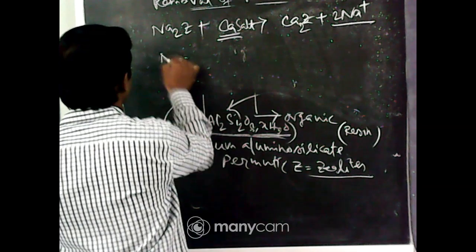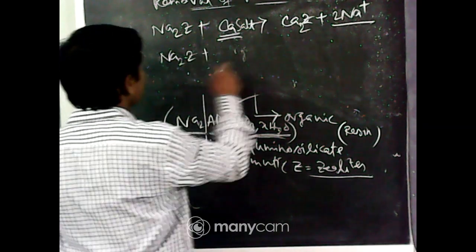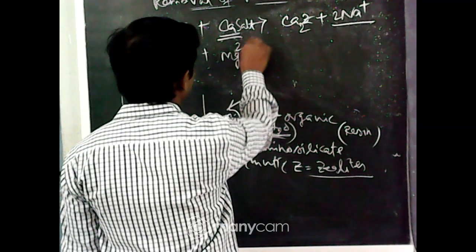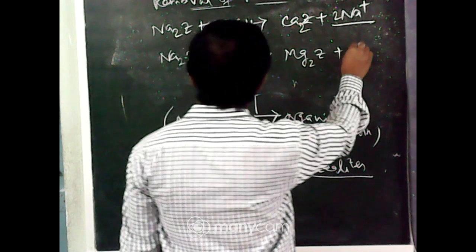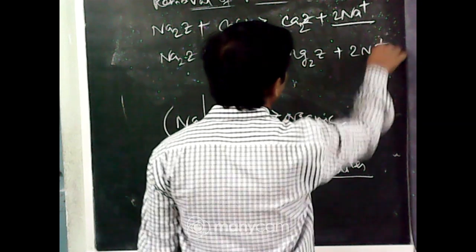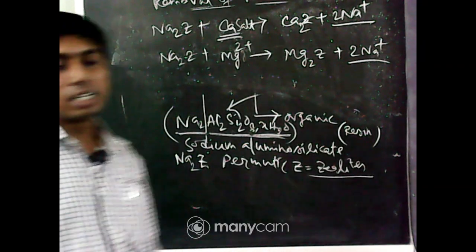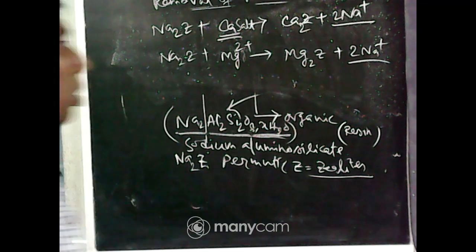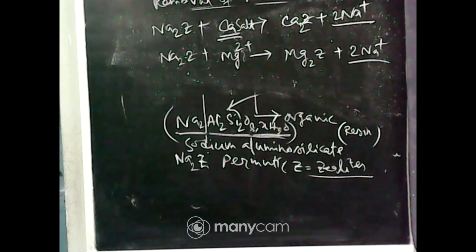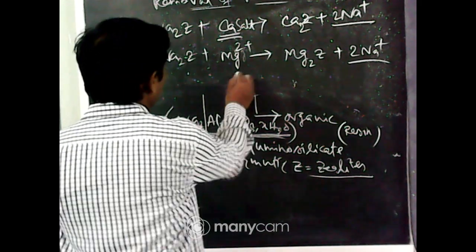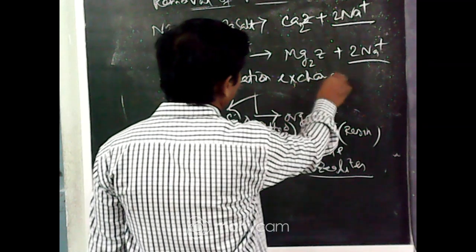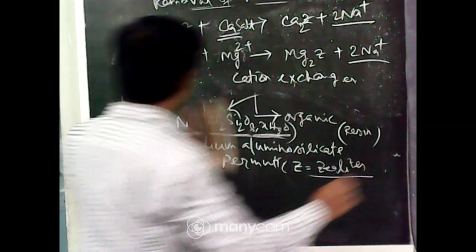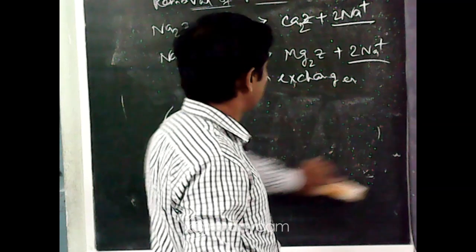So, this is one. Next one, Na2Z plus magnesium salt Mg2 plus. Again it will form a compound, MgZ plus 2Na plus. So, the water sample again is not harmful to us. So, these are the exchange of cations. Okay. So, this is called cation exchanger. So, permutate is the cation exchanger.